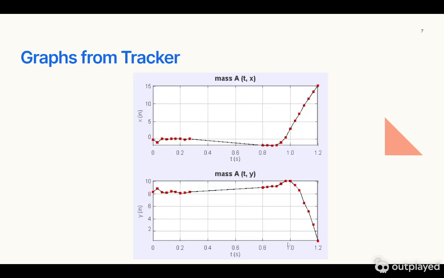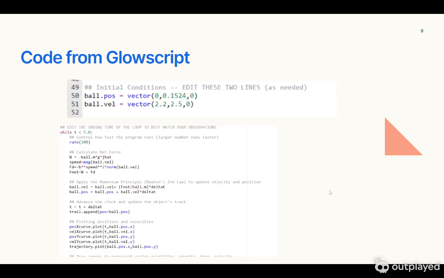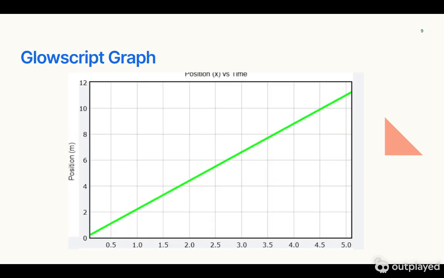Alright, here are my graphs from Tracker. From right here up until the 8th second, that's me moving my hand, and then at the 8th second is when the actual ball is thrown, so it goes up a little bit, and so on and so forth. Here is my code from GlowScript if you're interested. Here we go, the GlowScript graph.